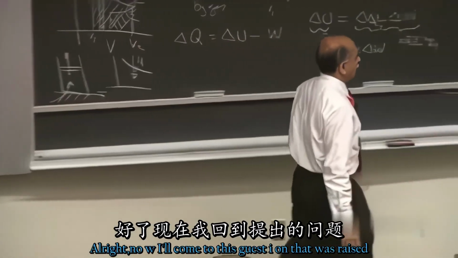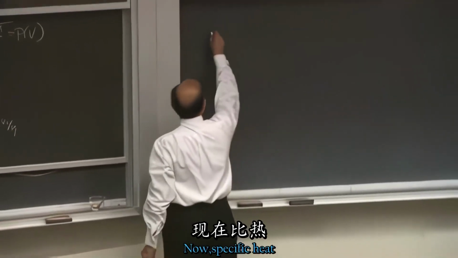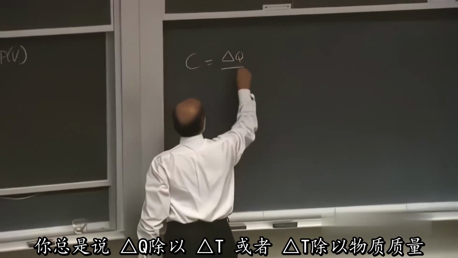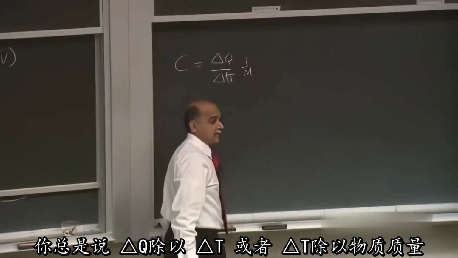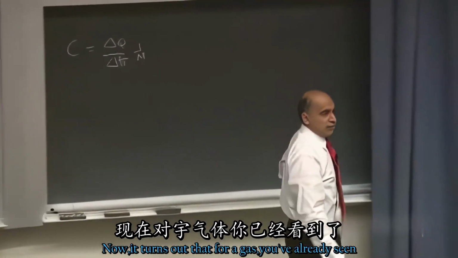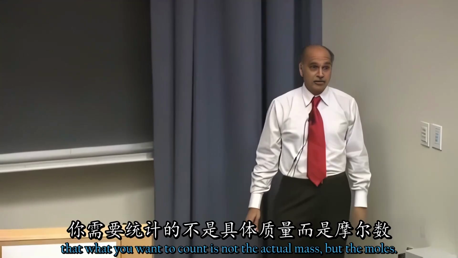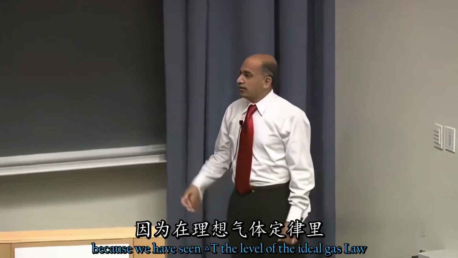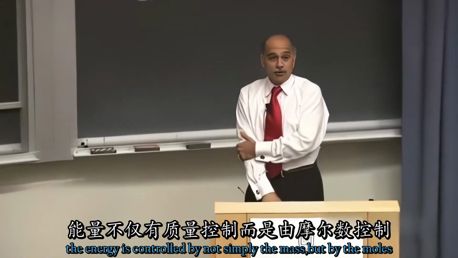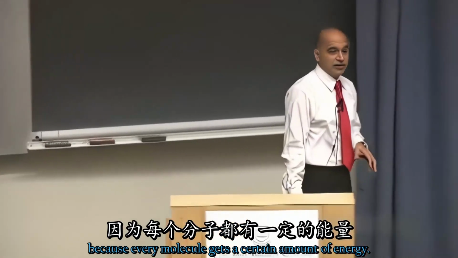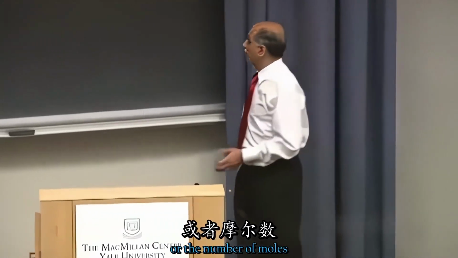All right, now I'll come to this question that was raised about specific heat. Now, specific heat, we always say is delta Q over delta T divided by the mass of the substance. Now, it turns out for a gas, you've already seen that what you want to count is not the actual mass, but the moles. Because we have seen at the level of the ideal gas law, the energy is controlled by not simply the mass, but by the mole. Because every molecule gets a certain amount of energy, namely 3/2 kT, and you just want to count the number of molecules or the number of moles.